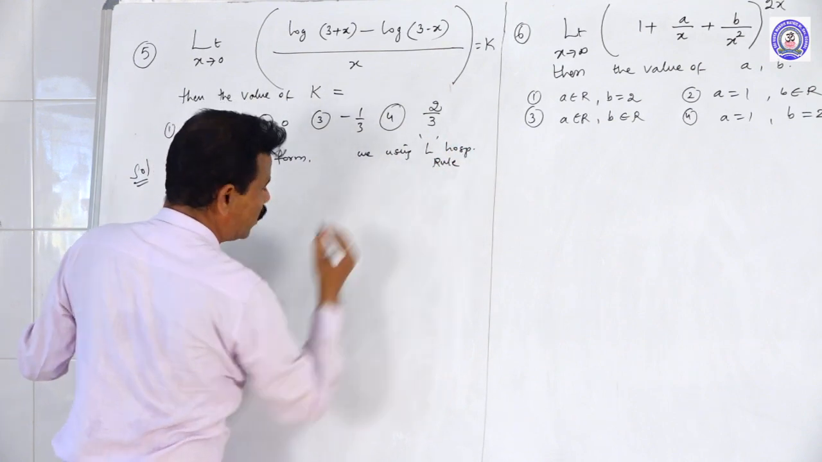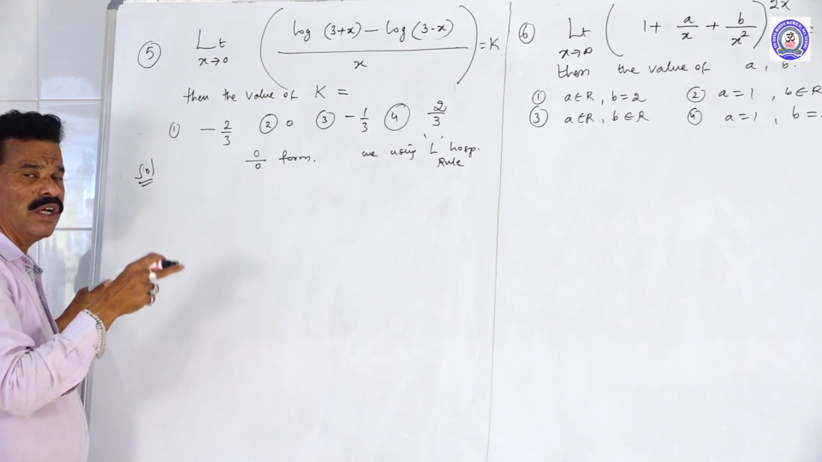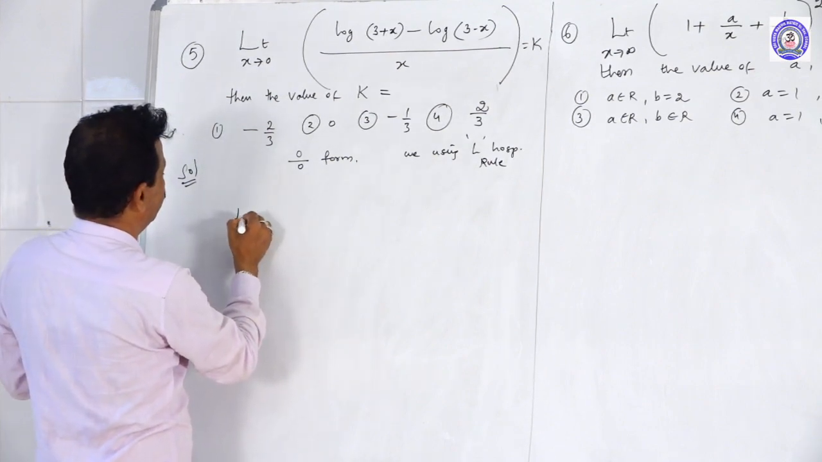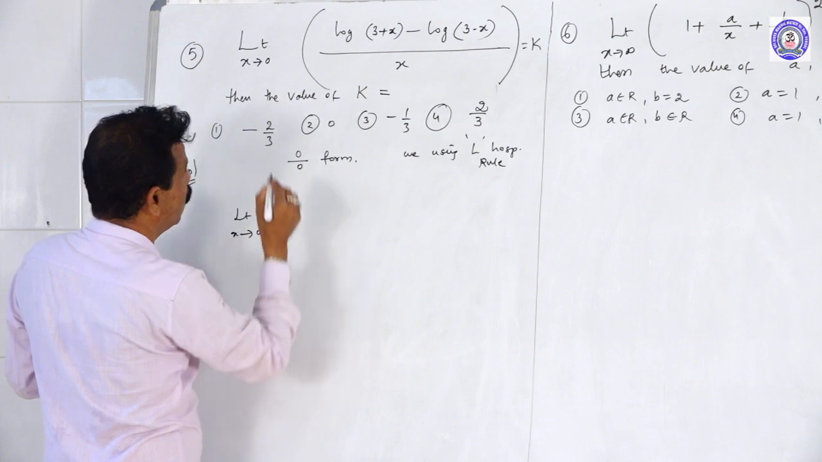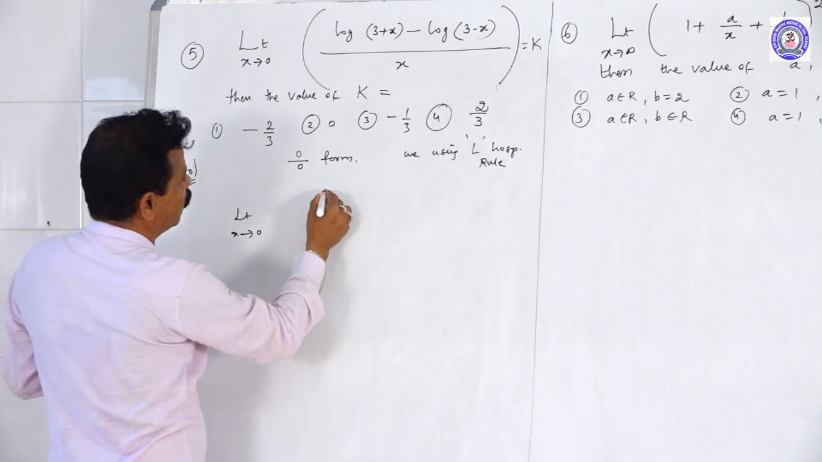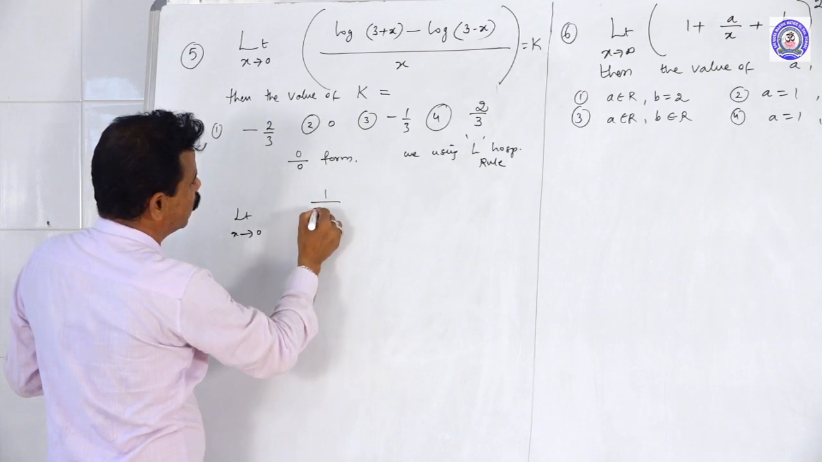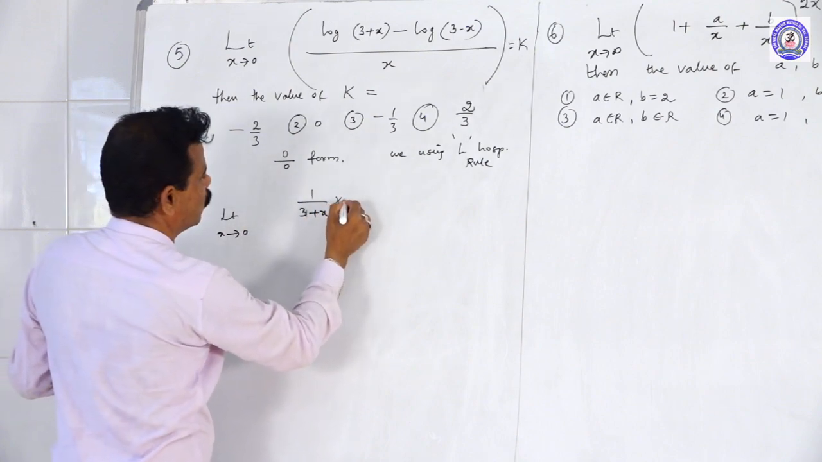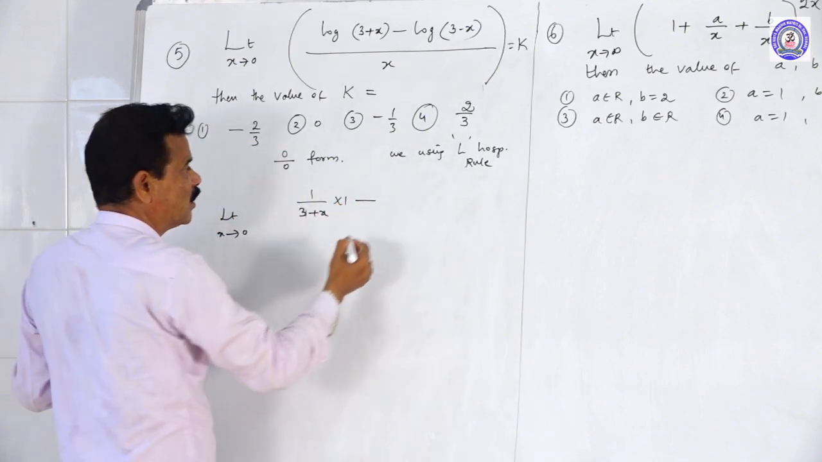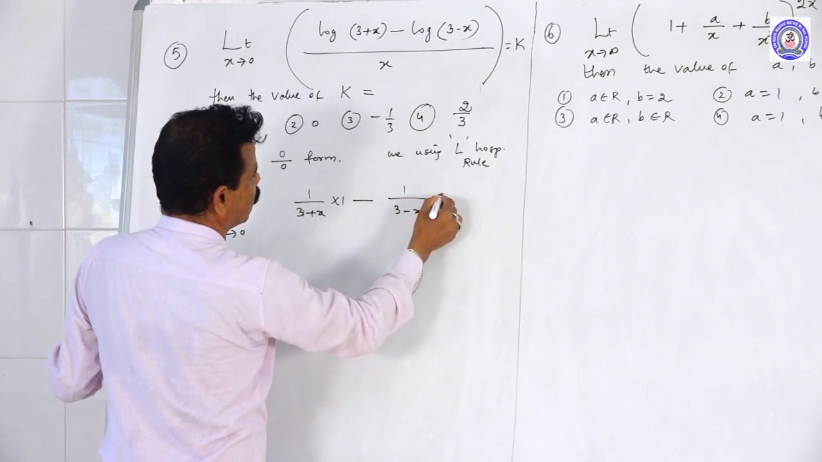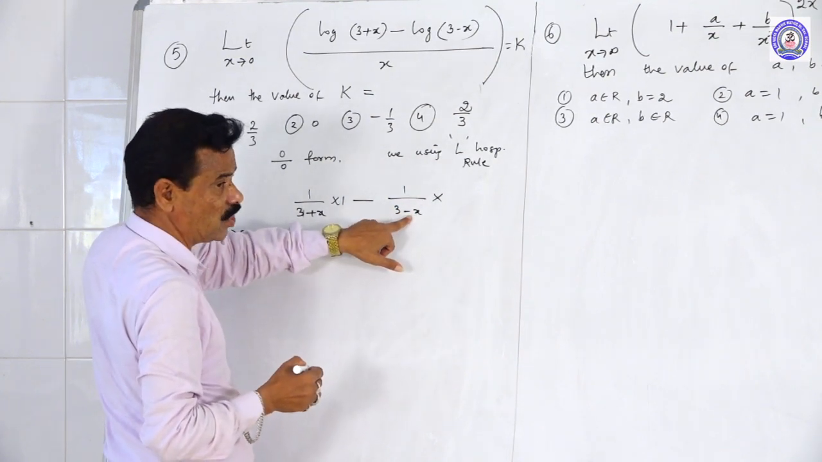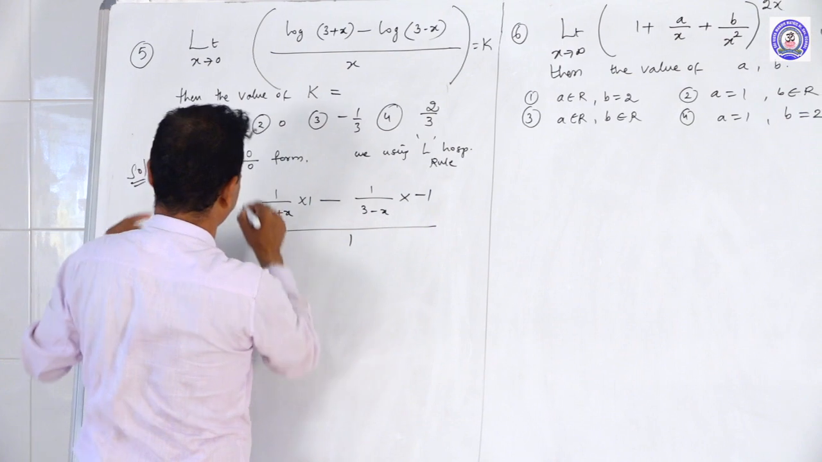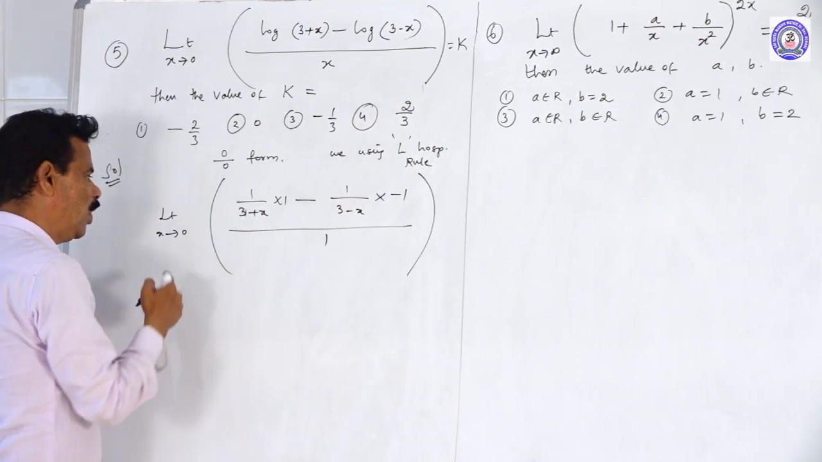L'Hospital's rule means we differentiate the numerator and also differentiate the denominator. Limit x tends to 0: log(3 plus x) differentiates to 1 by (3 plus x), multiplied by the differentiation of 3 plus x, which is 1, minus log(3 minus x) differentiates to 1 by (3 minus x), multiplied by the differentiation of 3 minus x, which is minus 1, divided by the differentiation of x, which is 1.